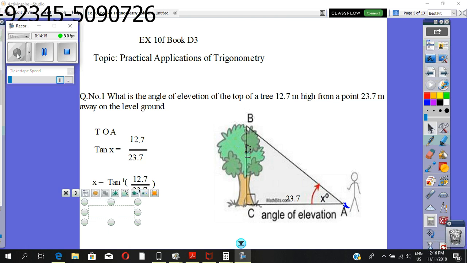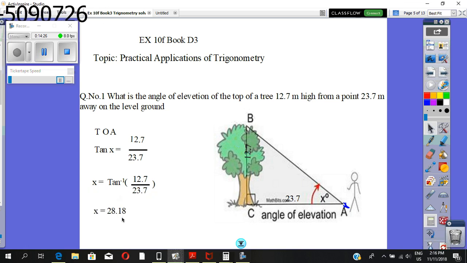We check it. It gives 28.18. You're supposed to check your answer after one decimal place, after two decimal places, and if you round to one decimal place, you're supposed to write 28.2, because 8 is greater than 5 and we round it upwards.